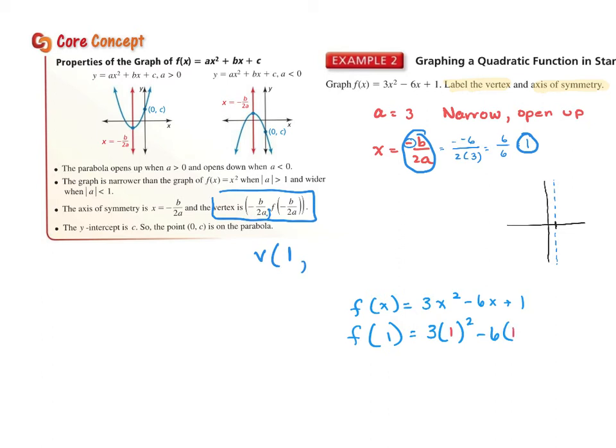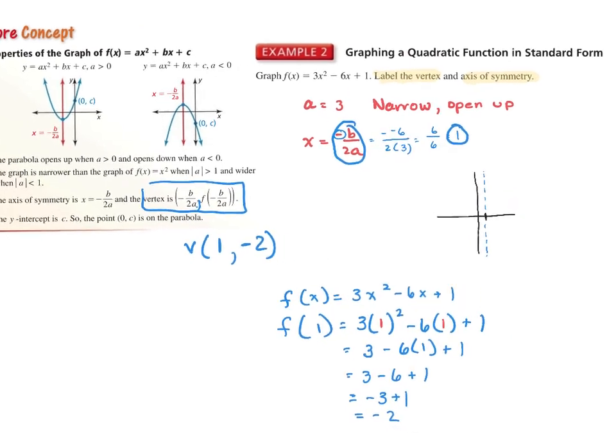Note I'm using parentheses to keep things organized. Order of operations, I have to square the 1 first, which is 1, and 1 times 3 is 3. I have to do multiplication next, so negative 6 times 1, negative 6. I add and subtract left to right, so 3 minus 6 is negative 3. I get negative 2. And I've shown every single step in there, so you can see it all. But that means my vertex is at 1, negative 2.